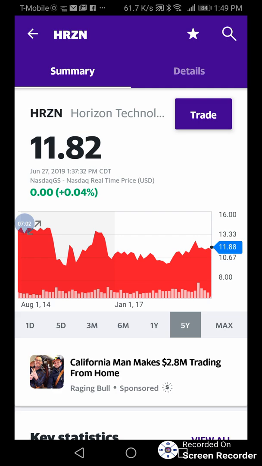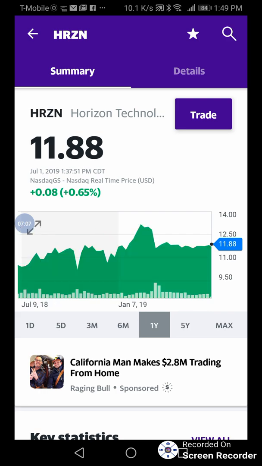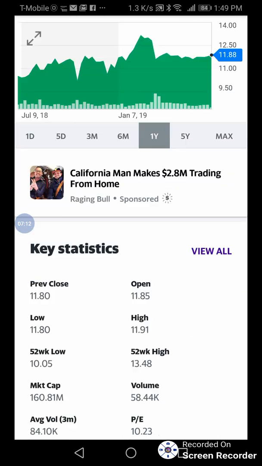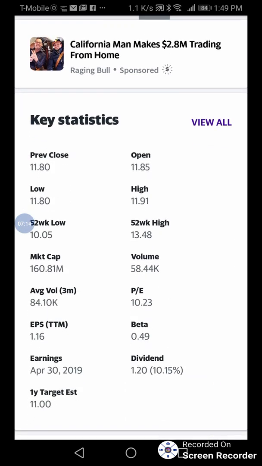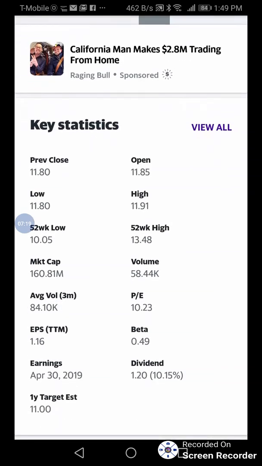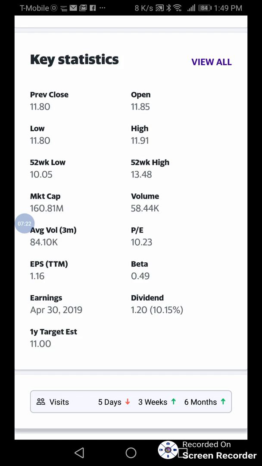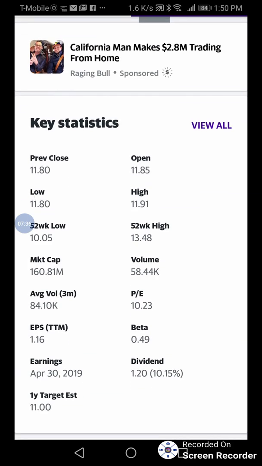We can look at, hey, that's a 5-year. If you want to do a little bit closer, you can look at 1 year and see what the price has been doing. That's the summary. I always like to look at what the highs and lows have been. So here's a stock that's trading now at 11.88, and the current high for the day is 11.91. Its spread for 52 weeks is roughly 10 to 13 and a half. So you're almost right in the middle of it.